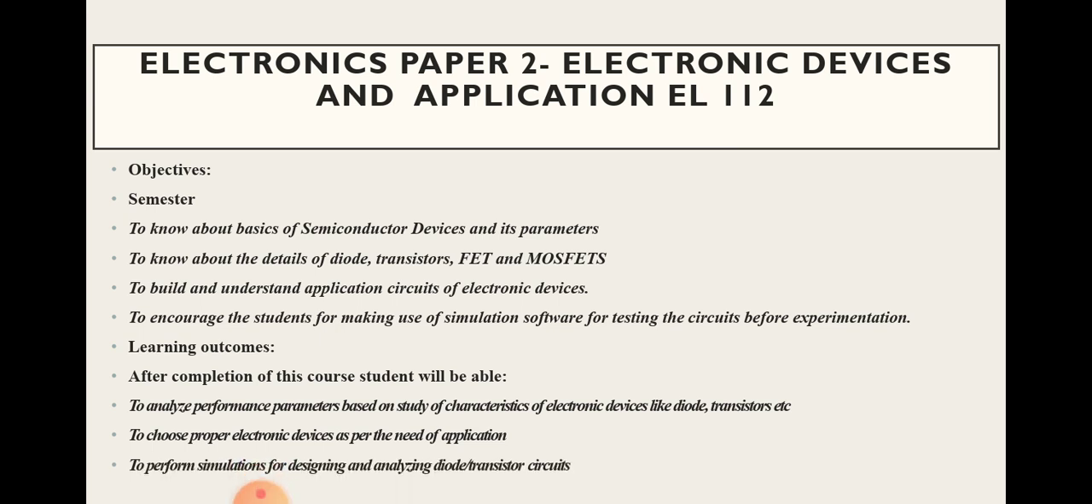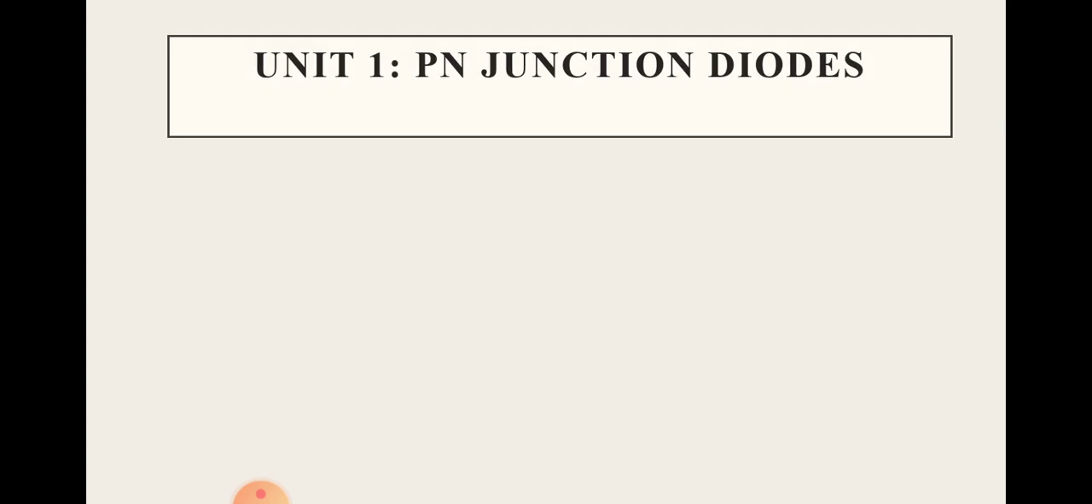Next outcome is to perform simulations for designing and analyzing diode transistor circuit. It is exactly similar to the simulation that I already told you. And the last one is to build and test the circuits like street light controller using electronic devices. That means the semiconductor devices are used in auto control systems, and that we are going to study in this course. So let us start our discussion with unit 1.